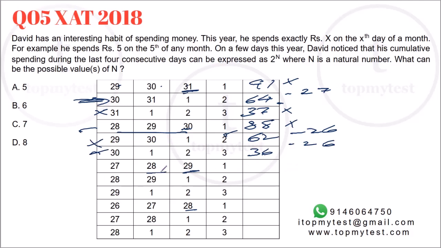Okay, let's add this one. This will be 84 plus 1, 85. What will be the difference here? You're taking out a 27, adding a 2, so subtracting 25. This will be 60. This will be 35. Out, out, out.